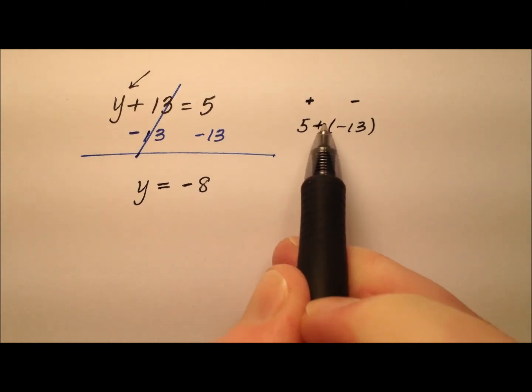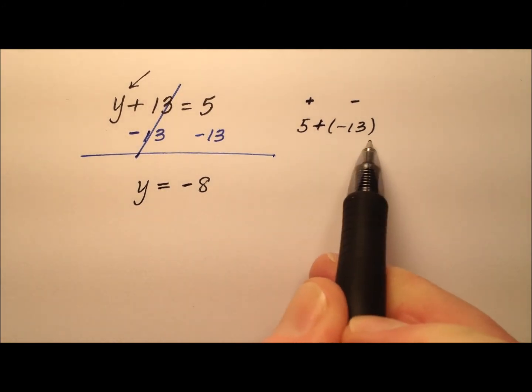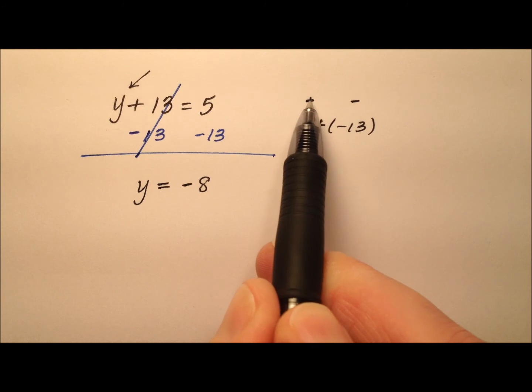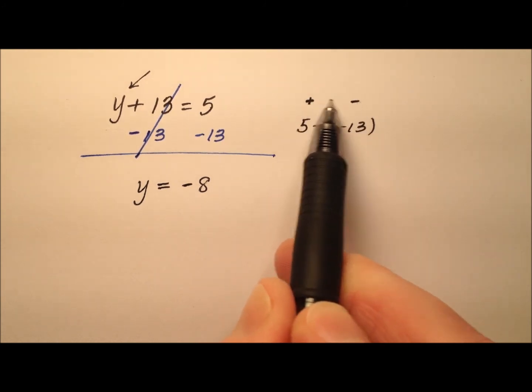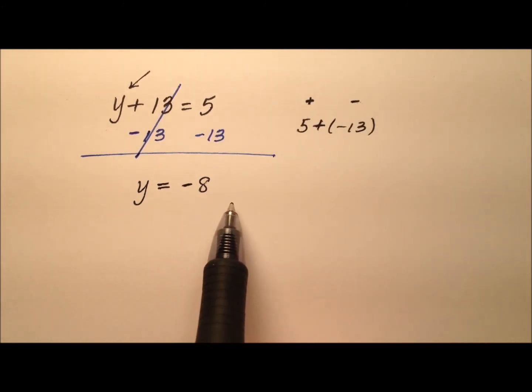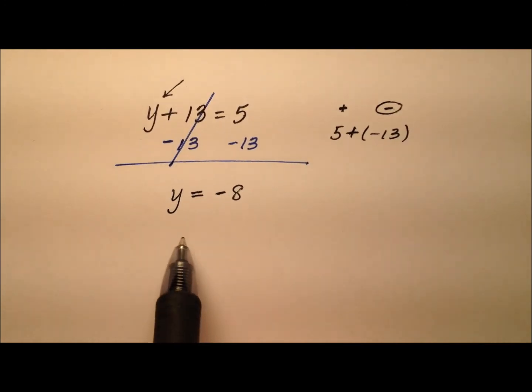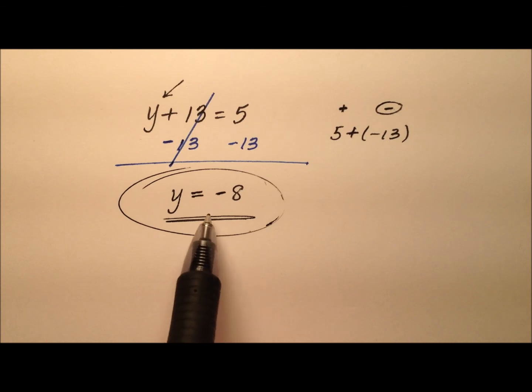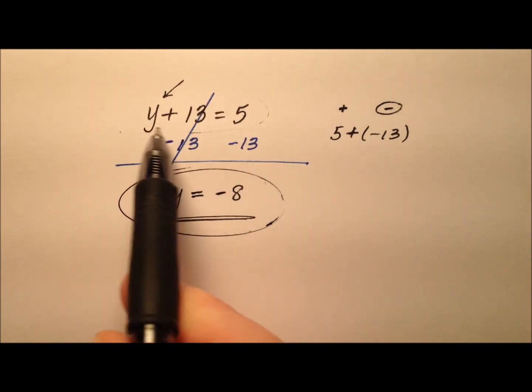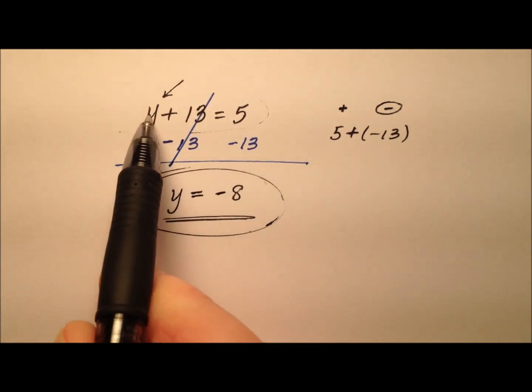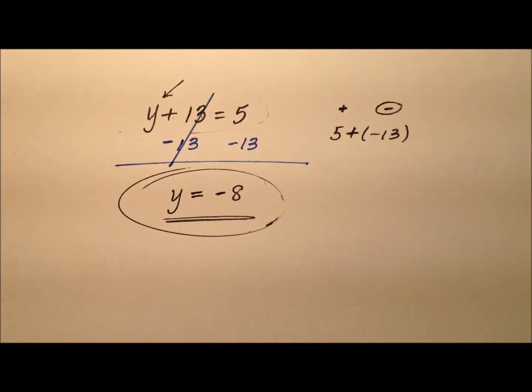And you'll notice the 5 is positive, the 13 is negative. So when you're adding signed integers here, or signed numbers, and their signs are opposite, we'll subtract their absolute value. So 13 minus 5 is 8. And we'll keep the sign of the larger, so negative 8 is that value. So the value for y that makes this original equation true is negative 8, because negative 8 plus 13 equals 5.